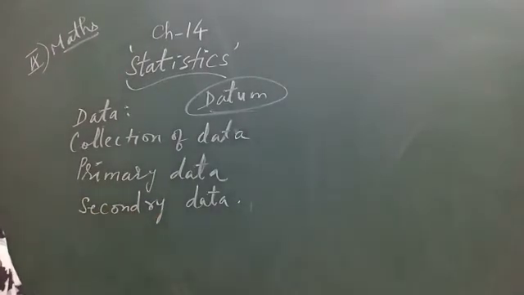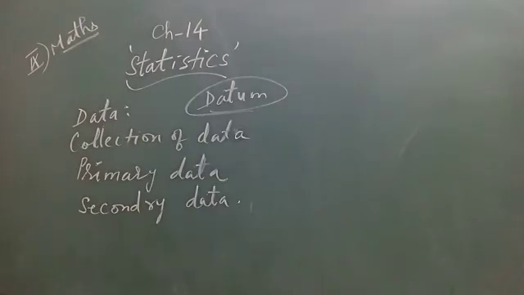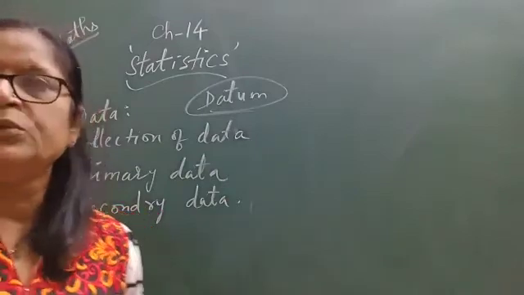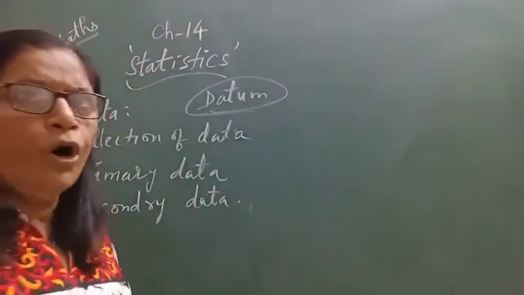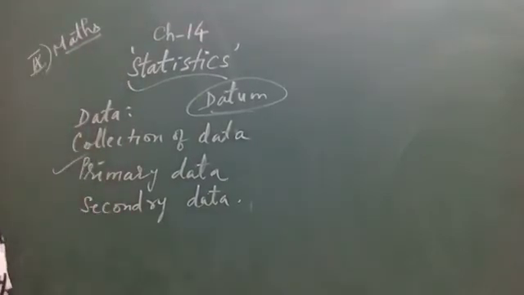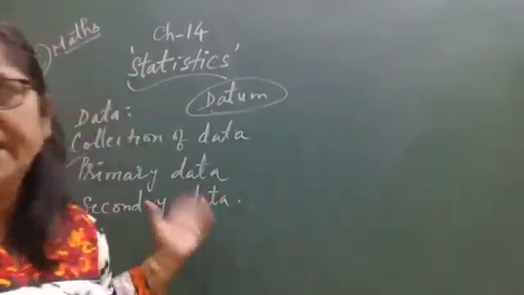When the information is collected by the investigator himself or herself with a definite objective in mind, the data obtained is called primary data. Primary data means collected directly from the person. For example, today I am taking the height of all the students, okay? I am taking the height of all the students from roll number 1 to 53. So height will obviously be different. Since I am directly collecting this data, that is called primary data.